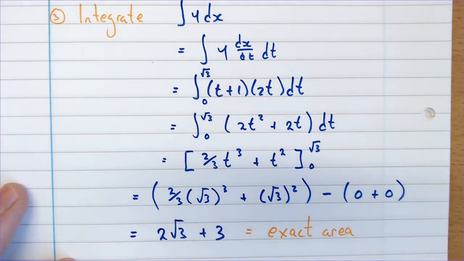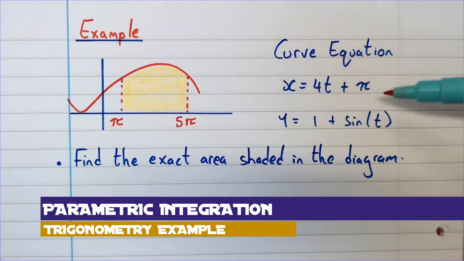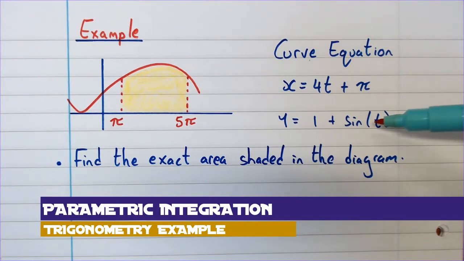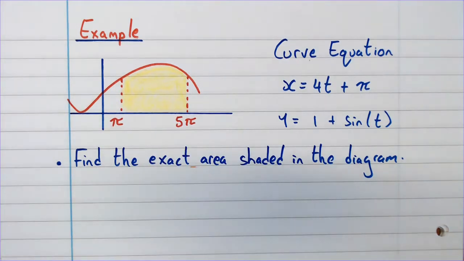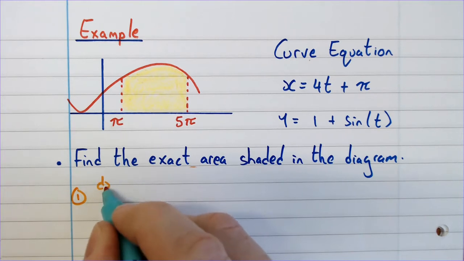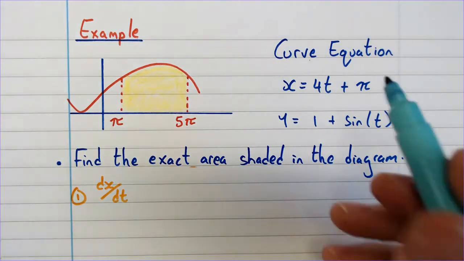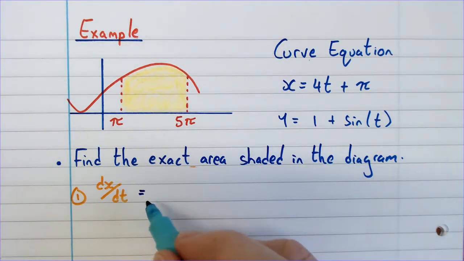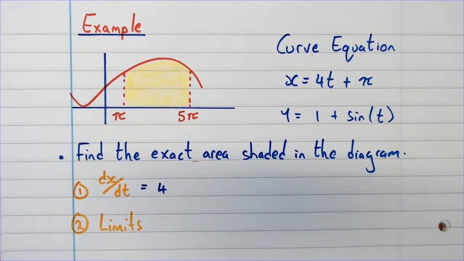Okay, we're going to try this again with another example. A very similar example. The only difference between this one and the last one is that this one has a little bit of trigonometry involved. We're going to find essentially this yellow area given by the curve defined as x equals 4t plus pi and y equals 1 plus sine of t between the limits 5 pi to pi. As before, we're going to follow the exact same steps. Our first step is to find dx/dt. And if you differentiate 4t plus pi, you get 4.